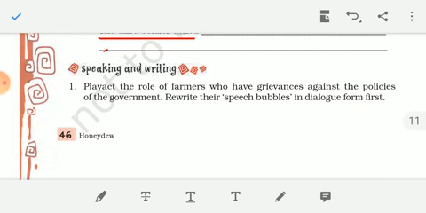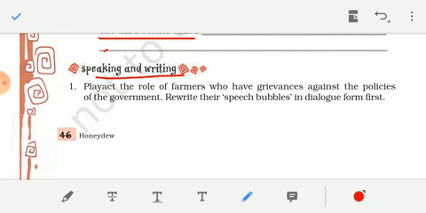Now this is speaking and writing. Play act the role of farmers who have grievances against the policies of the government. Rewrite their speech bubbles in dialogue form first. So here the writer is saying that first of all, write a play. Play act the role of farmers with grievances against the policies.